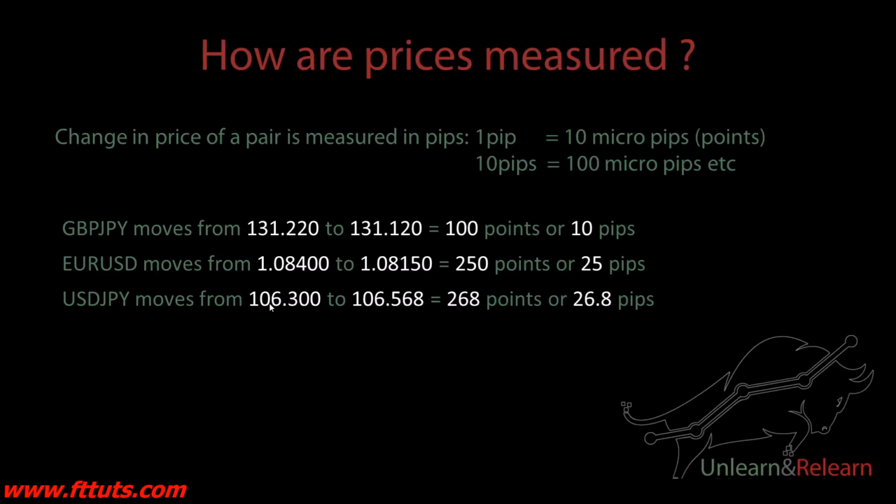In the same way, when we're talking about USDJPY, let's say we had price at 106,300 and Mr. Hashir had a buy order at 106,300 and price moved to 106,568. When you subtract these two prices, you get 268 points or 268 micropips, which is 26.8 pips. We're always measuring price in terms of pips, because when we calculate pips in lots, we're going to get our dollar outcome, which we'll talk about later on.